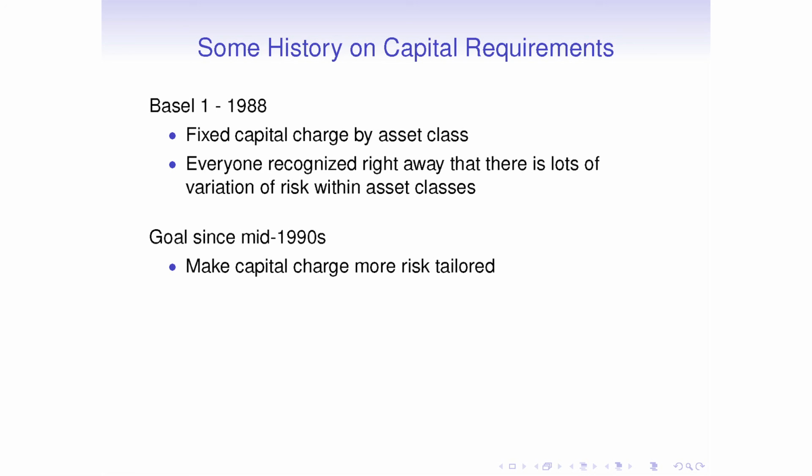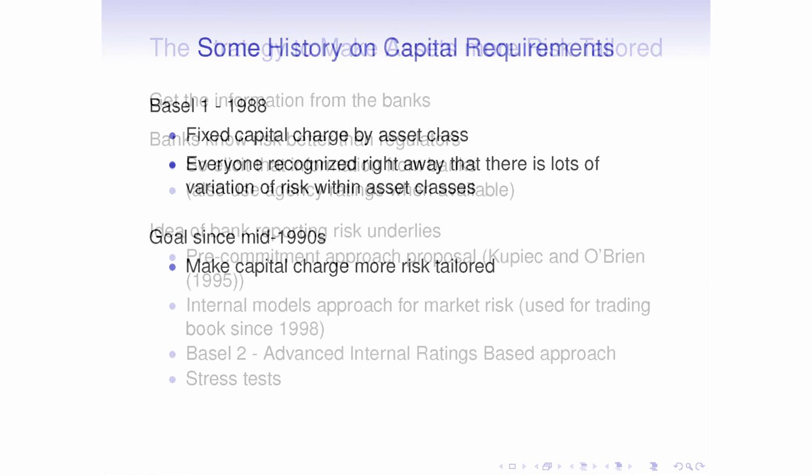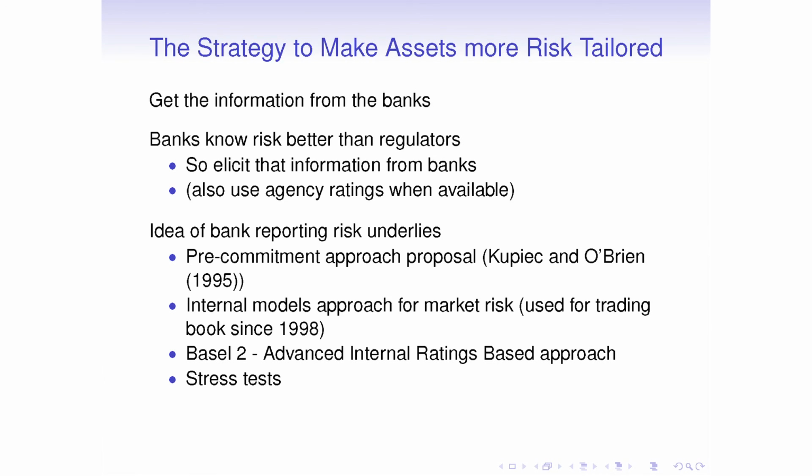And so a goal developed pretty quickly to find a way to get the capital charges to be more risk-tailored to the assets, all right? And one of the strategies to use was the idea to get the information from the banks, use the models like João talked about. And the idea was, well, banks know the information better than regulators. And so let's elicit that information from the banks. There was also this other stuff going on where they'd use agency ratings when available, but I'm not going to talk about that. But a big part of the effort was to get the banks to report their information.